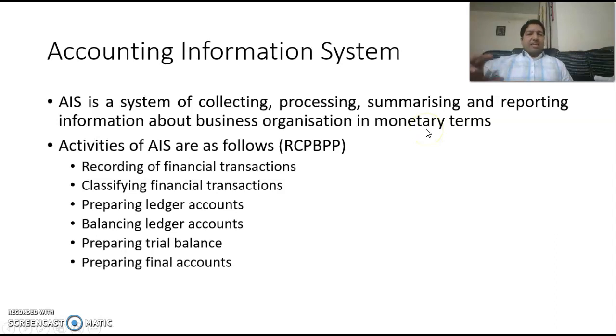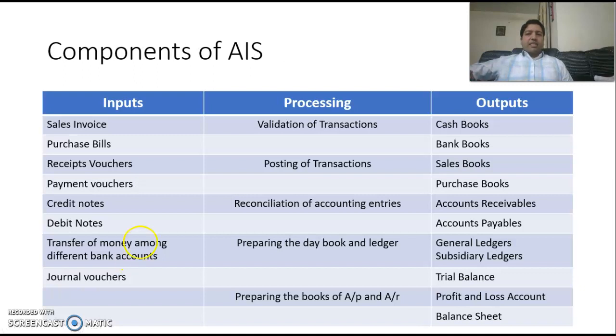So this AIS, accounting information system, does nothing but support all these functions, like recording of financial transactions, classifying the transactions, preparing ledger accounts, balancing ledger accounts, preparing trial balance and preparing the final accounts. If we see this in the form of a system, there is input, processing and output. Within input, we have several components like sales invoice, bill purchase, receipt vouchers, payment vouchers, credit. So these all provide a basic input for this accounting information system.